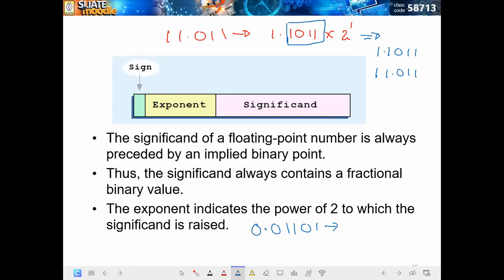We have to move this binary point 2 places to the right side. Then 1.101, as we moved 2 points towards the right side, it's 2 to power minus 2, right?